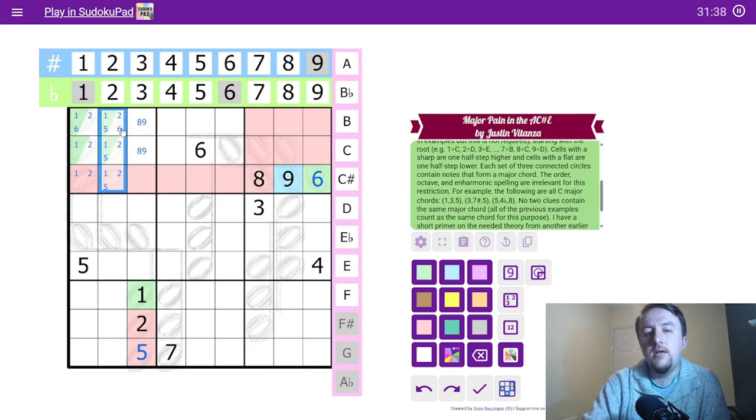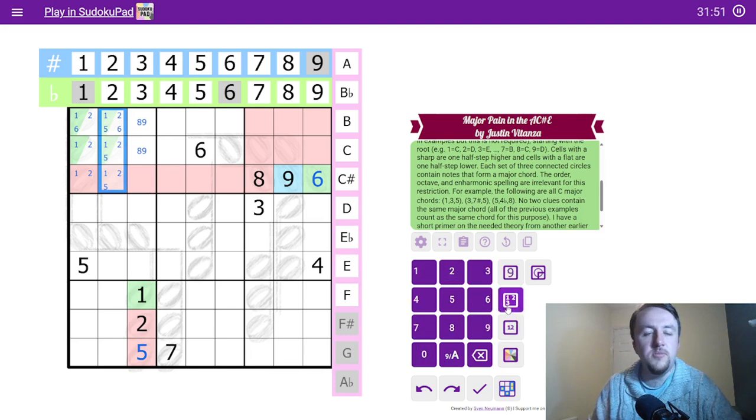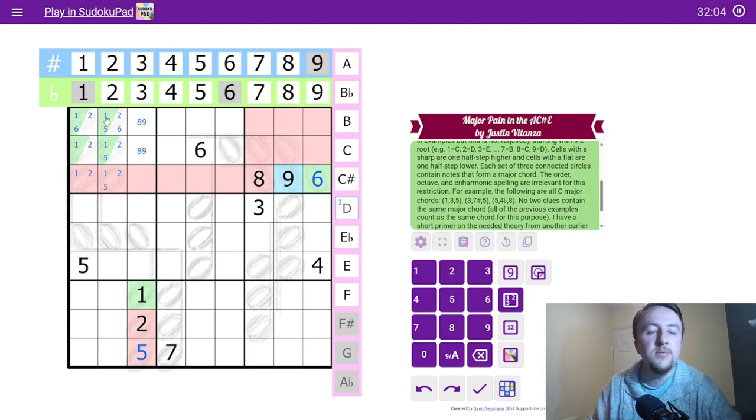No, we can't. Oh, that's interesting. Right, I think what I'm actually going to do is use corner pencil marks for what the 5 can be. The 5 can be part of a D major chord. We've established that, so I'm putting a corner pencil mark in D major because I'll delete these in a minute, but this is referring specifically to this chord.